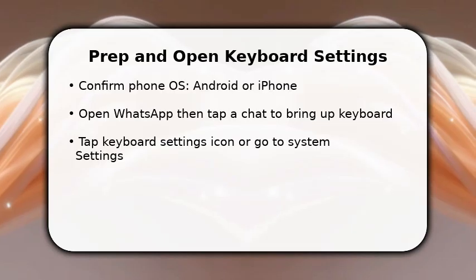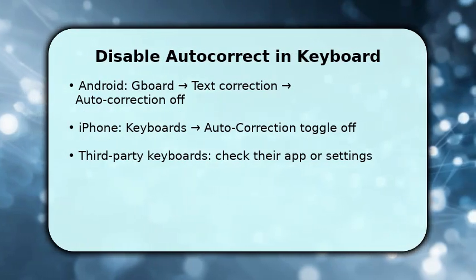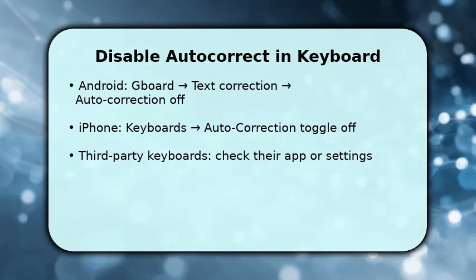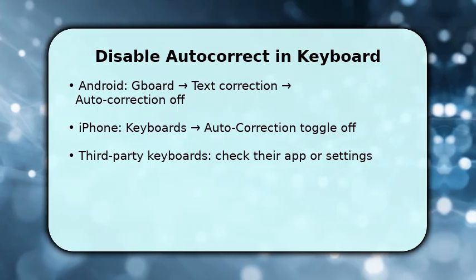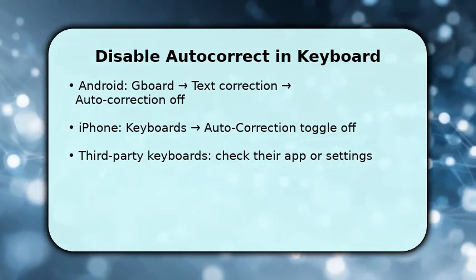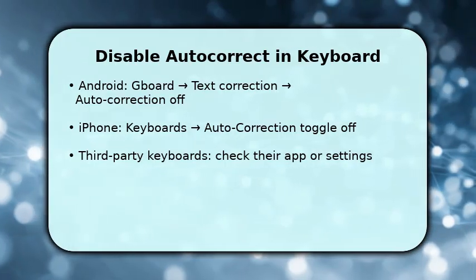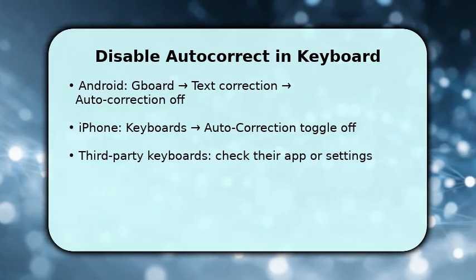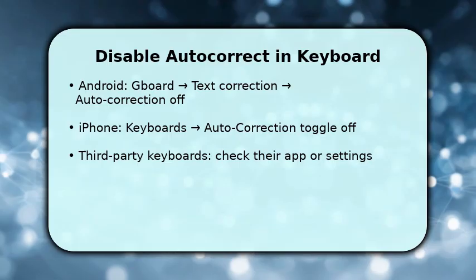Now turn off autocorrect inside the keyboard settings. On Android with Gboard, go to text correction and switch autocorrection off. Other Android keyboards follow a similar path in their app. On iPhone, open Settings, then General, then Keyboard, and toggle autocorrection off. If you use a third-party keyboard like SwiftKey, open its app or settings and disable automatic corrections there. Make sure to save or exit properly.